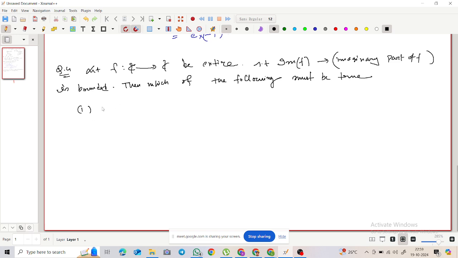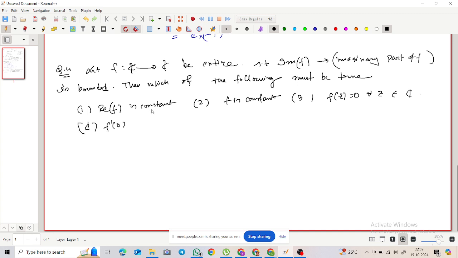One, f is constant, that is, the real part of f is constant. Two, f is constant. Three, f(z) equals 0 for all z. f prime of 0 is not.